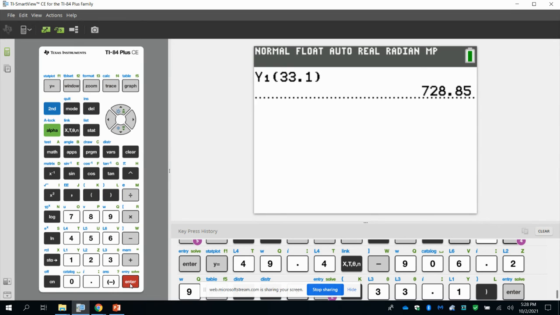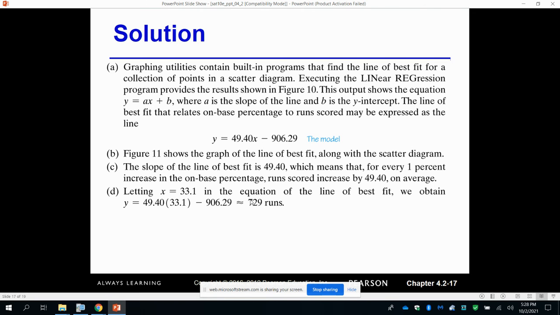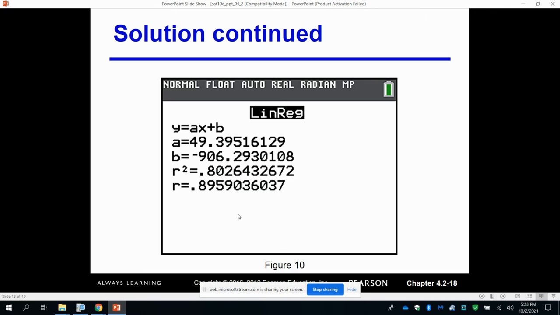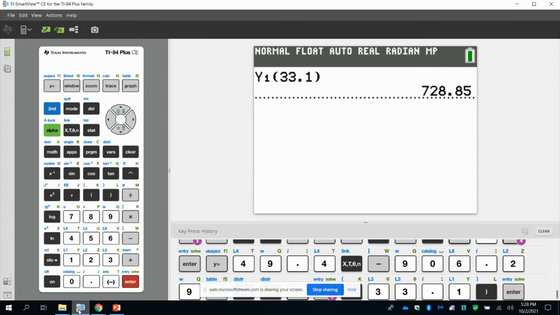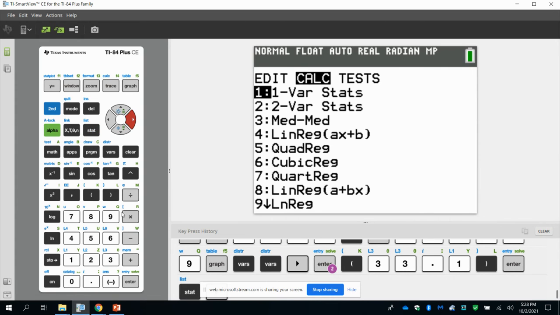So we got 728.85. If we round it to the integer, that will be about 729. Right, let's check. Are we good, right? Yeah, 729 runs, approximately. All right. So this is the graphic calculator output. And some of you, when you call the linear regression function, may not see R and R squared. Okay, let me just show you again.